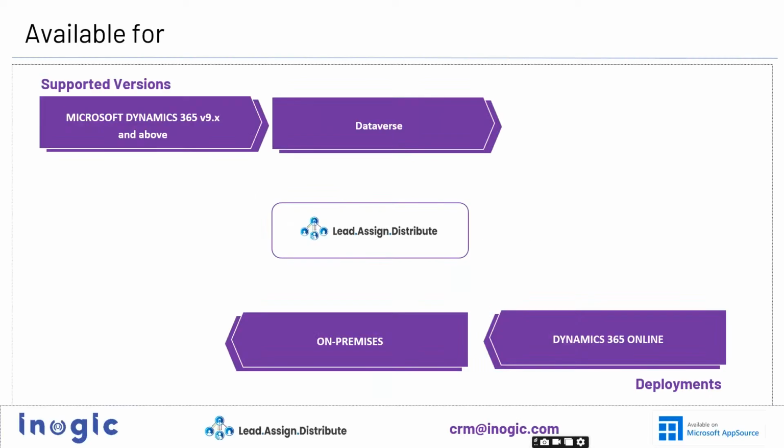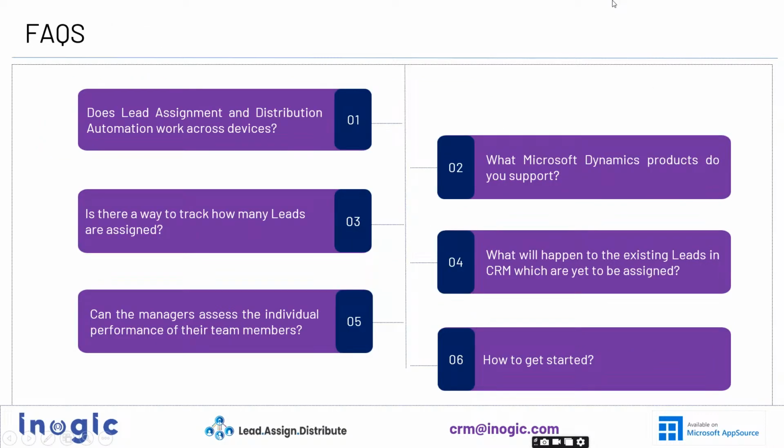Okay, so the lead assignment and distribution automation is supported from CRM version 9.x and above. It is supported on-premises as well as for the online environment. Moving to the next one, before I open the floor for questions, let me walk you through the most frequently asked questions that I get whenever I interact with prospects or customers.